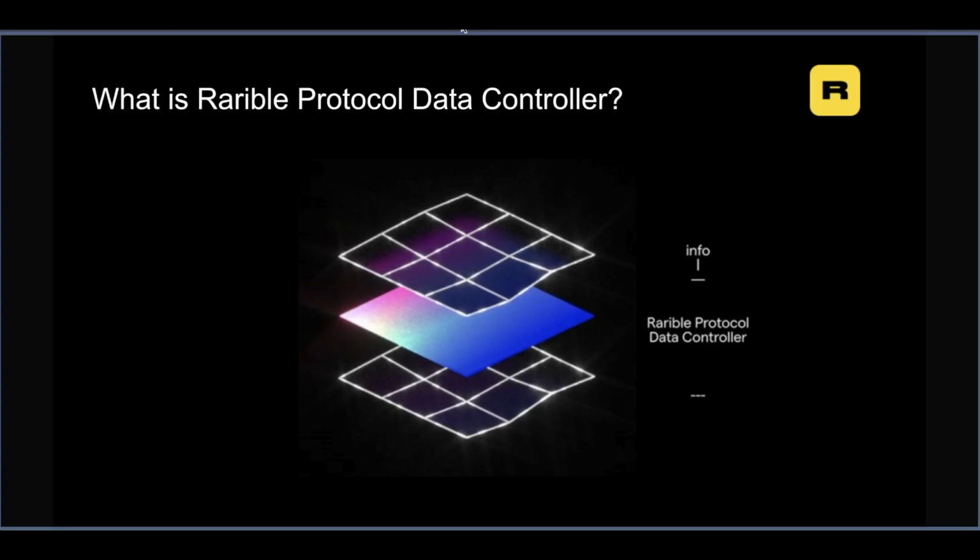So to start with, what is a Rarible data protocol controller basically? Rarible is a cross-blockchain marketplace. What that means is we actually integrate with different NFT marketplaces' data and also index data directly from the blockchains as well. For example, we have Ethereum, Polygon, Solana, Flow. We just launched ImmutableX and some other chains as well.